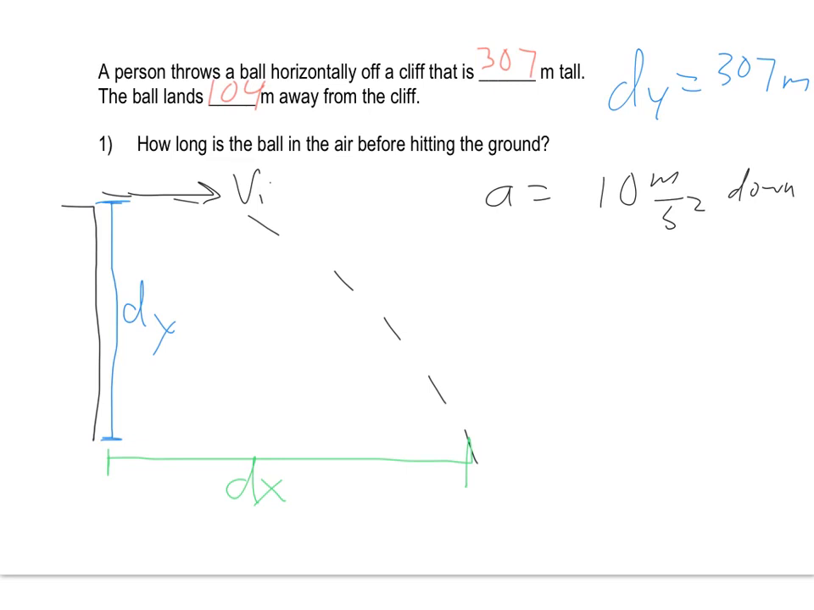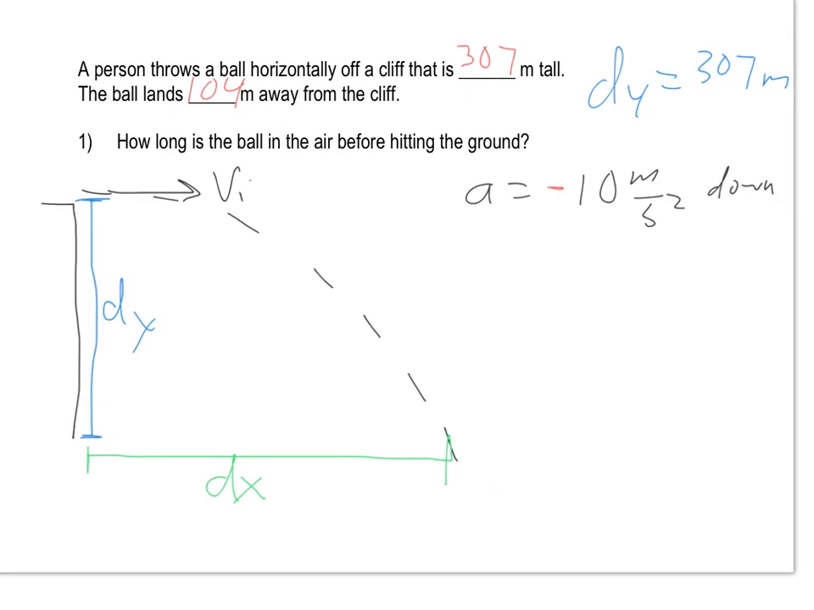You might be tempted to make down negative here, and it's not that you can't do that. If we wanted to make gravity down, that's fine, but then our vertical displacement, this 307 meters over here on the side, would also wind up being a negative value, because it would also be in the downward direction.